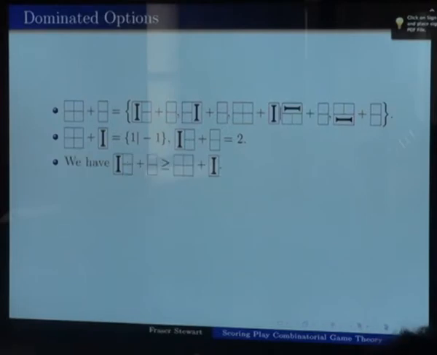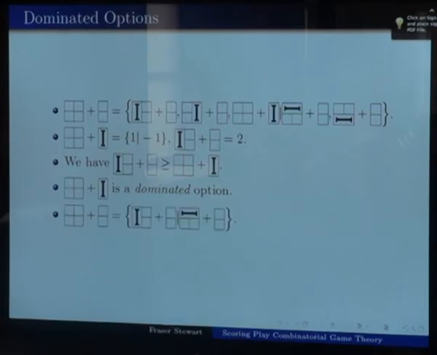So the second option is bigger than or equal to, that is, better for left than the first one. When we're playing the game, no matter what the situation is, this option here is always better for left than this option is. In other words, we never need to think about this particular option when we're analysing this game, because there's no reason why left would choose to play here when he can play here. So we just eliminate it from the option set. We say that this is a dominated option, so we just delete it from the option set. This just reduces to this game here.